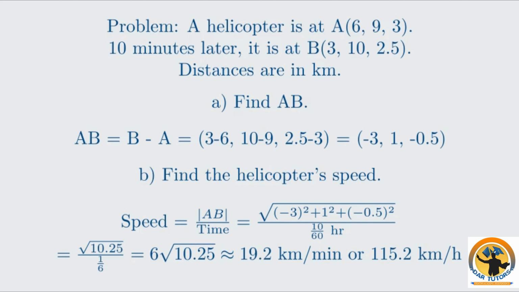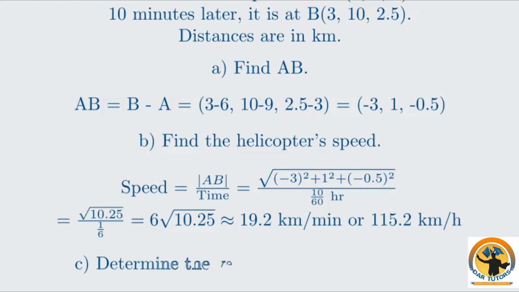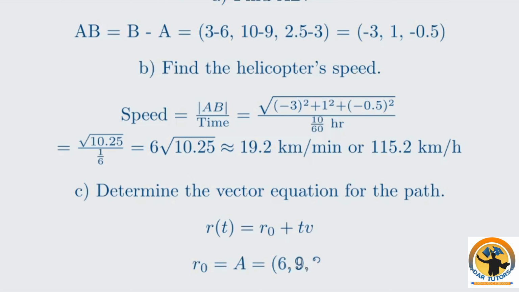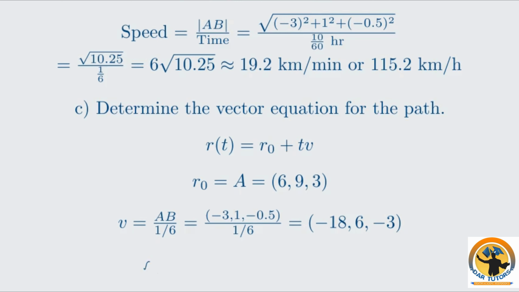Now let's determine the vector equation for the helicopter's path. We use the formula r(t) = r0 + t times v. We can use point A as our initial position, r0. The velocity vector v is the displacement vector AB divided by the time, which is (-18, 6, -3). So the path is r(t) = (6, 9, 3) + t times (-18, 6, -3).